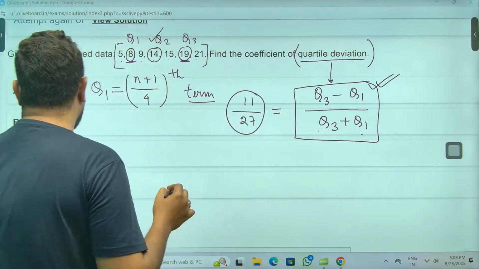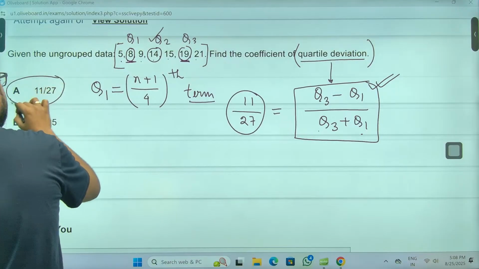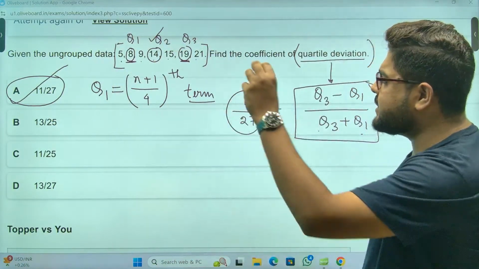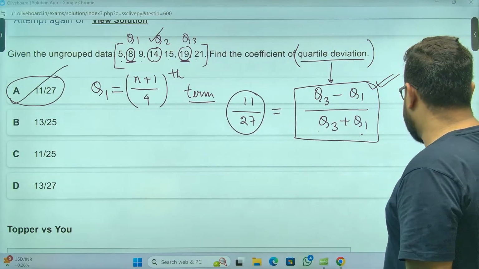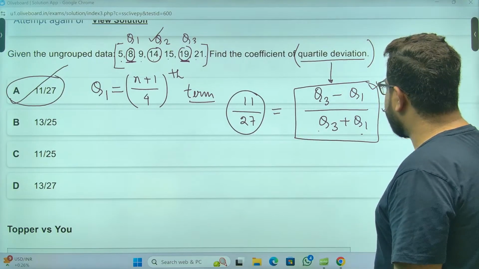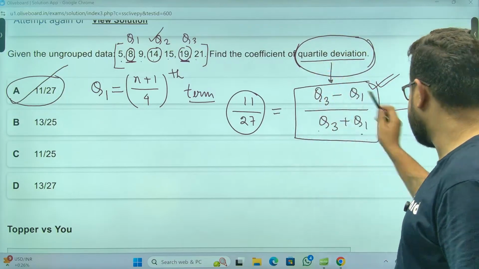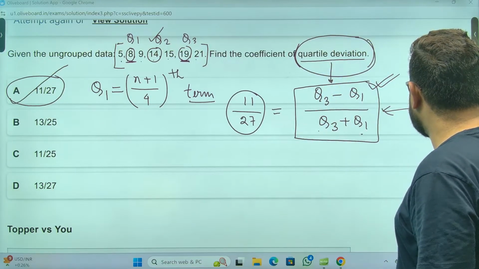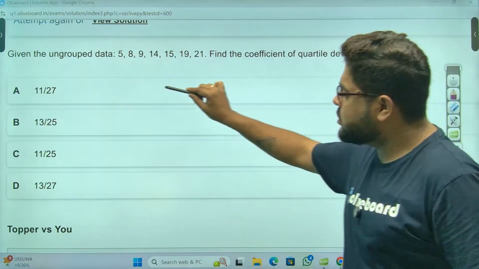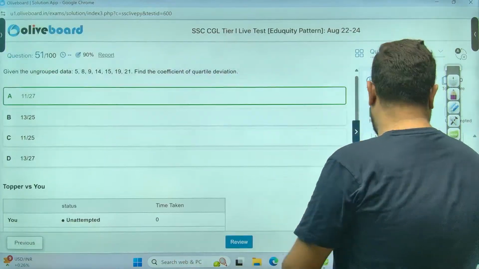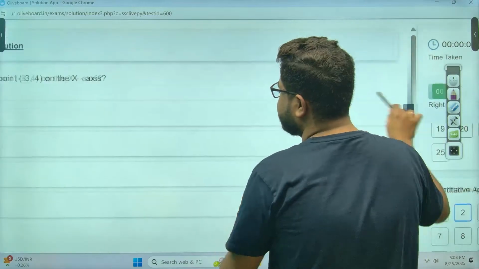Is that option number E? Done, that's all there is. This much only you need. But if you don't know what quartile deviation is, that will create the problem. And that is what created all the problems in the selection phase exam as well. So that is your correct answer, option number 1. Clear, everyone? Moving on to the next one.